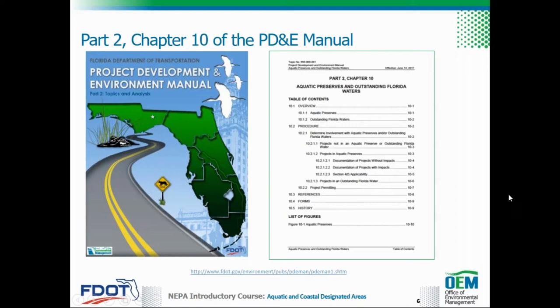You may want to have this chapter handy as you go through this training. This chapter is available on FDOT's Office of Environmental Management website. The link can also connect you to other chapters of the PD&E Manual that are referenced throughout this training.